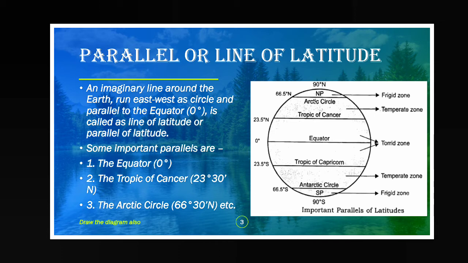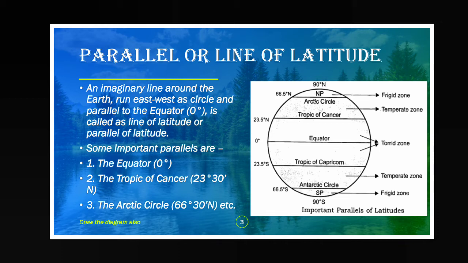And some important parallels are given, like the equator, 0 degree, whose magnitude is also called the latitude of this line. The Tropic of Cancer is 23 degree 30 minute north, the Arctic Circle is 66 degree 30 minute north, etc. So always remember that a parallel or line of latitude means lines drawn from east to west around the earth like a circle, and they are parallel to the equator and parallel to each other also. And some examples are given, but always remember there are some important parallels.